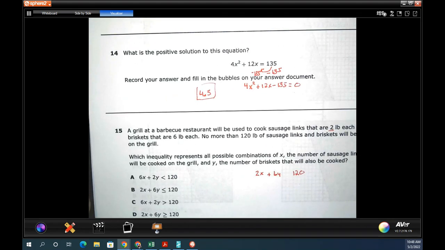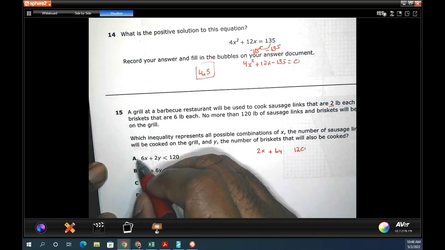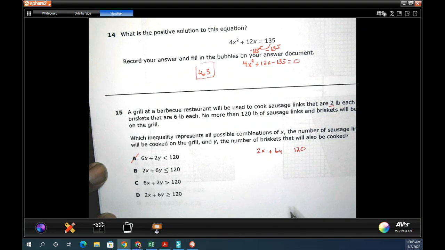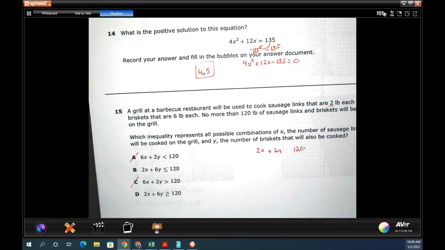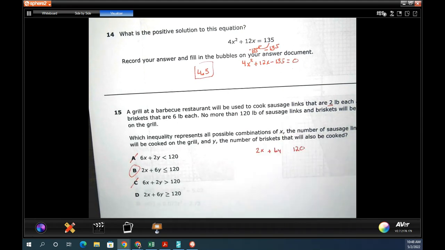Look at your answers without even putting the inequality in. Here's the deal. Is A a possible answer? What about B? Okay, what about C? What about D? Okay, they will put no more than 120 pounds. What needs to be greater, the 120 or the expression? The 120. That's it. I call those matchy-matchy, and you're good to go. All right.